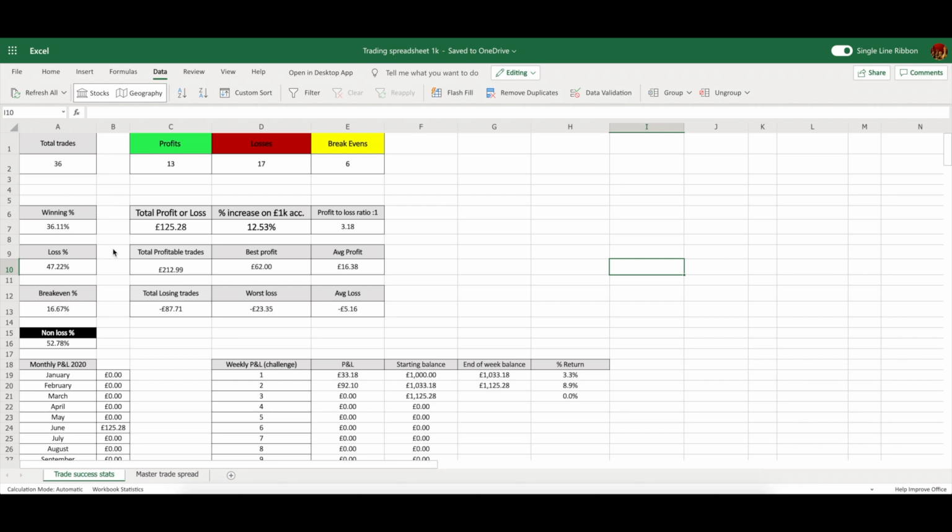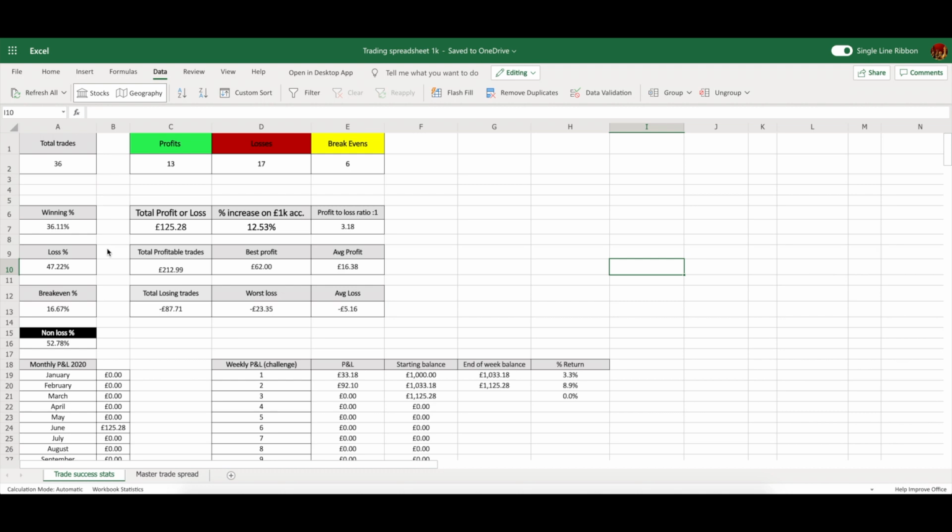So 36% win rate, as we discussed in the previous video, is terrible. A loss rate of 50% is not so bad, but it's not great by any stretch of the imagination. Break evens, we're fairly indifferent. At least it means that I'm committing to one side or the other, but it's really about how much profit you make that makes the difference.